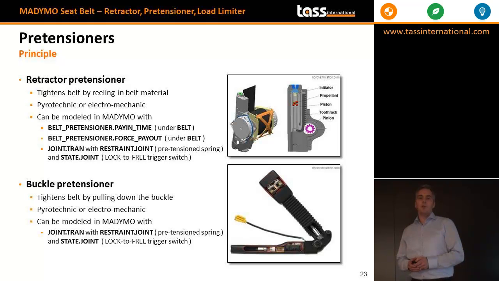Pretensioners can be modeled with the keyword belt pretensioner. You have two types, belt pretensioner pay in time and belt pretensioner forced payout. Alternatively, the belt pretensioner can be modeled with a multi-body chain with a translational joint, a restraint joint and a state joint to switch on and off. We will show a bit of that later.